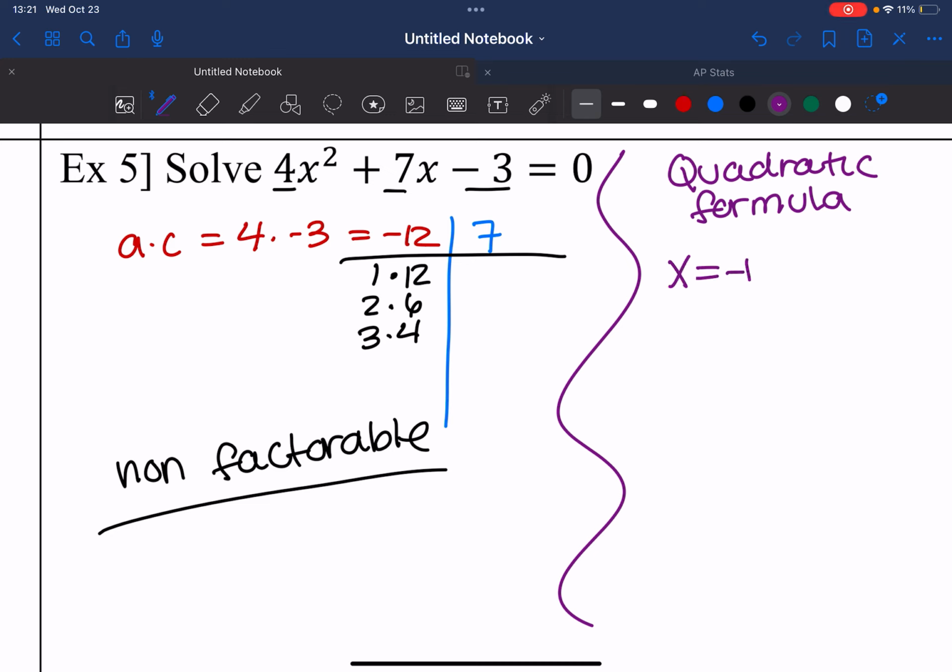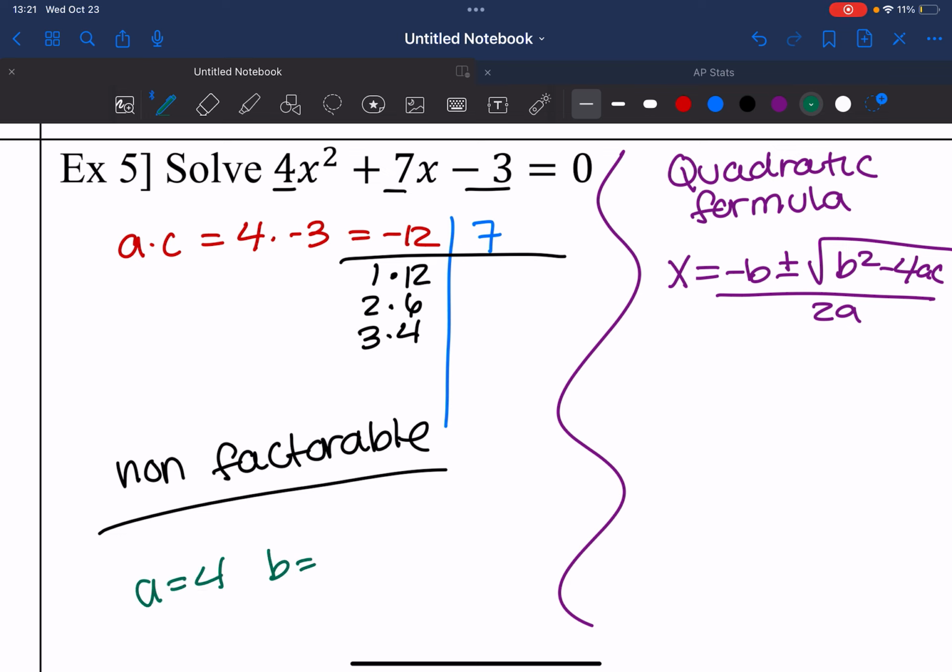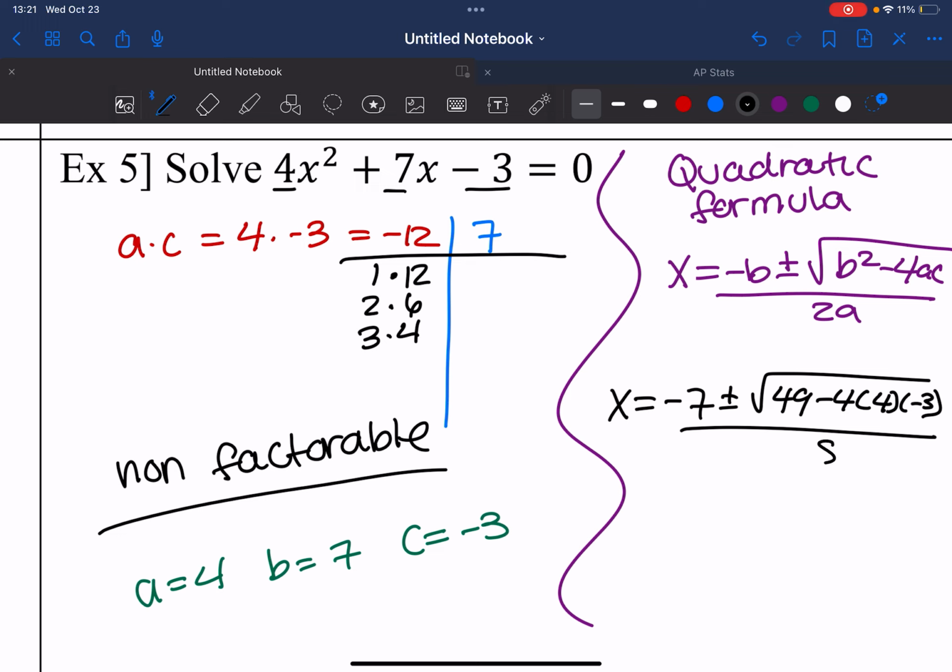Remember, x is equal to negative b plus or minus the square root of b squared minus 4ac all over 2a. So if I label my a, b, and c, my a is 4, my b is 7, and my c is negative 3. So plugging everything in, I get x is equal to negative 7 plus or minus the square root of 49 minus 4 times negative 3 all over 8. Which means I have x is equal to negative 7 plus or minus the square root of 97 over 8.